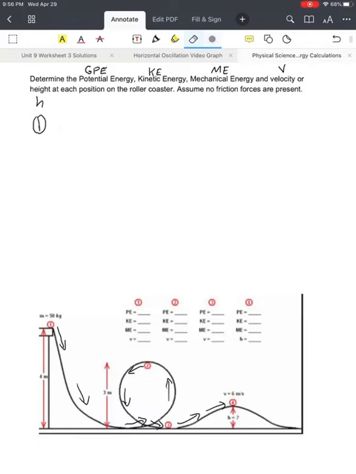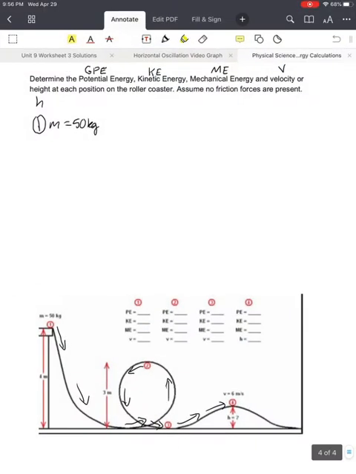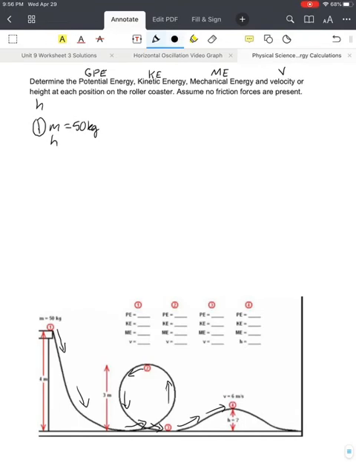Before I write the equation there, let's figure out what we know. Well, we know that there's a mass equal to 50 kilograms. We're at a height of 4 meters. And at the top, we're going to assume that the velocity is 0. And that's all we know. So from that, we want to find gravitational potential energy, we want to find kinetic energy, and we want to find mechanical energy. And it also says we want to find V, but we know that V is 0 at the top.